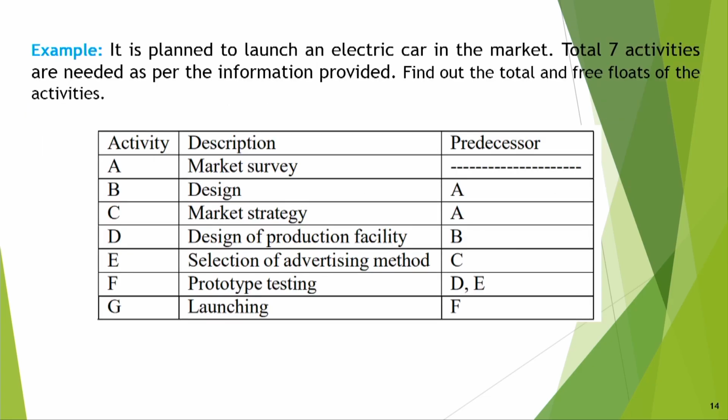Suppose we give an example: it is planned to launch an electric car in the market. A total of 7 activities are needed as per the information provided. Find out the total and free float of the activities. Okay.